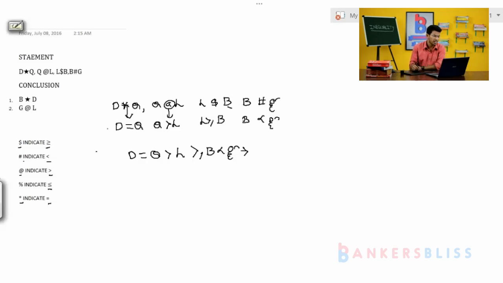Then look at the conclusion guys. So, B star D, what is the star indication? B is equal to D. Then G at the rate L, at the rate is nothing but G is greater than L. So guys, when we have the coded form of inequalities problem, simply the same trick we are using, that is common sign, opposite sign and cancel the is equal to, that's it.